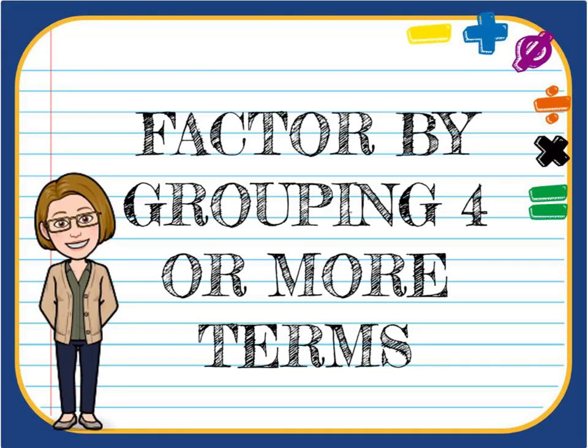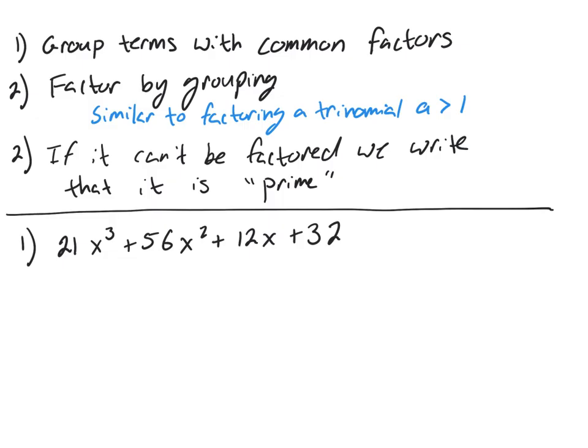So we're going to take a look at factoring by grouping when we have four or more terms. This is going to be really similar to using factoring by grouping when we're doing trinomials. The only thing we need to really pay attention to here is step number one, which is that we need to make sure our terms with common factors are grouped.